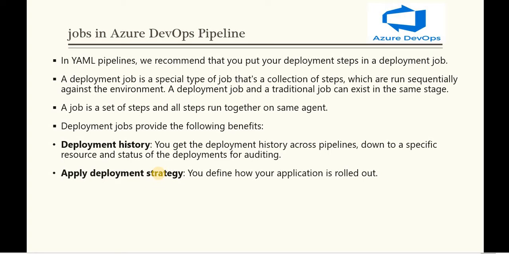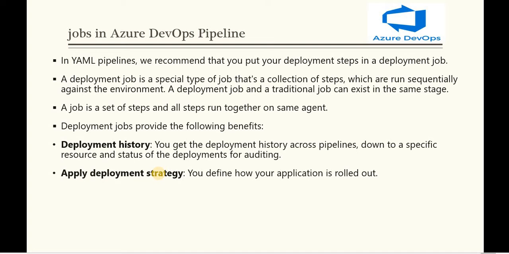In the last tutorial, while we were creating a pipeline, we saw that when a pipeline is created or a deployment happens, a YAML file is generated, and we recommend that you put your code steps into the deployment job. What is the meaning of that? A job basically sets up the steps, and all the steps run together on the same agent.